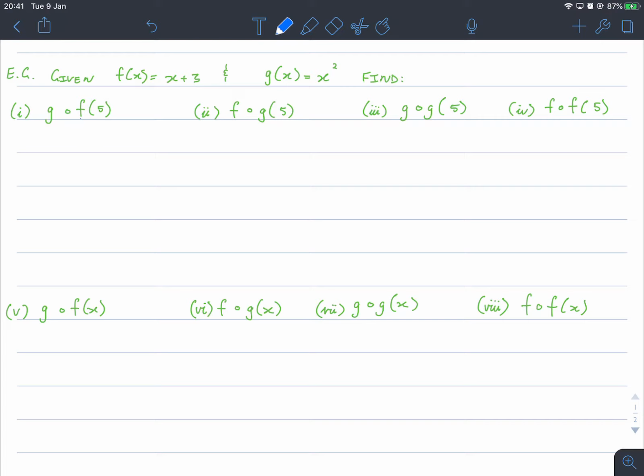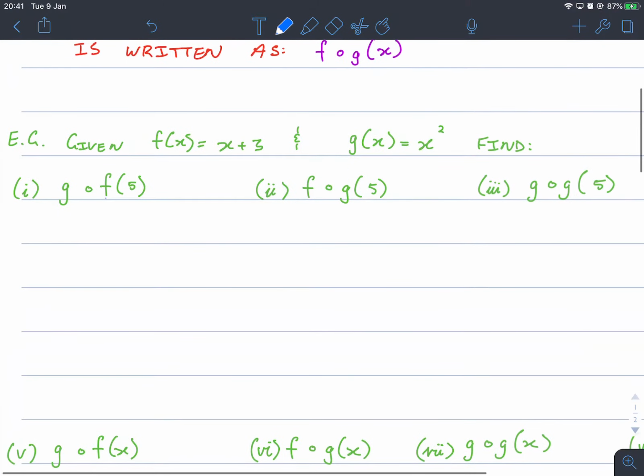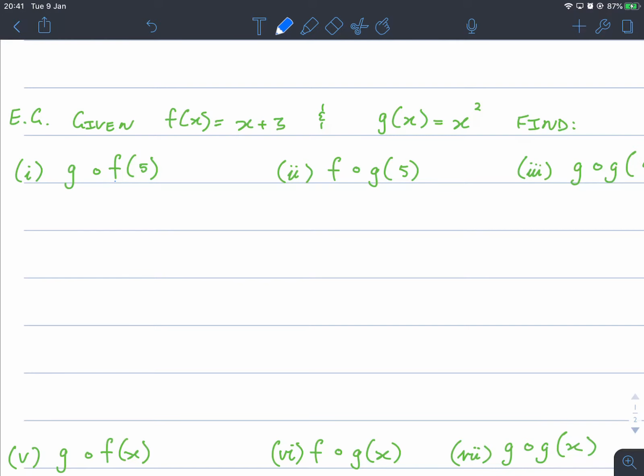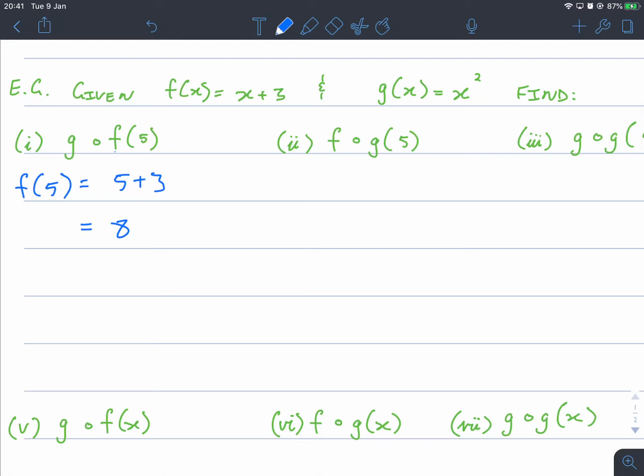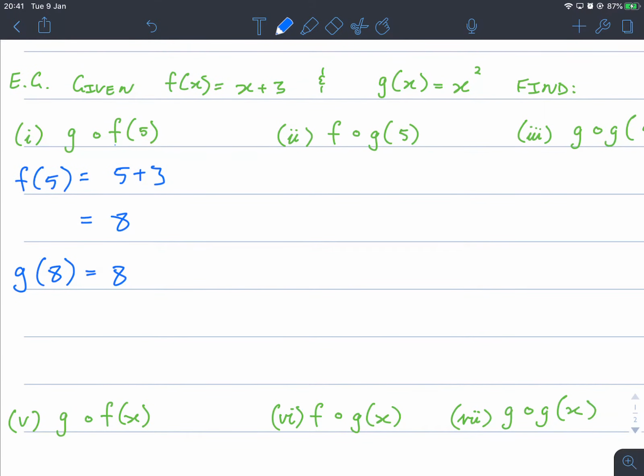Here we go. Given these two functions, f of x equals x plus 3 and g of x equals x squared, find goth of 5. In order to do this, we work from right to left. Let's find f of 5 first. That's 5 plus 3 equals 8. And then we take the g function of this result. That will give us 8 squared, which gives us 64.